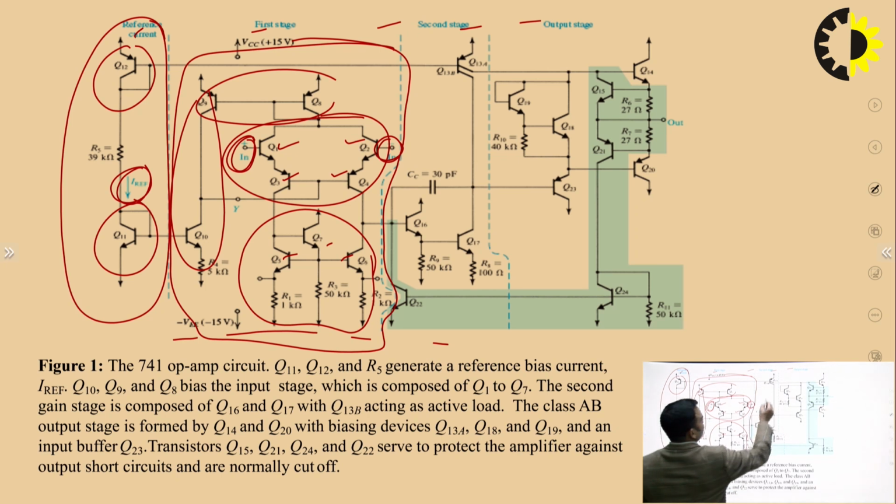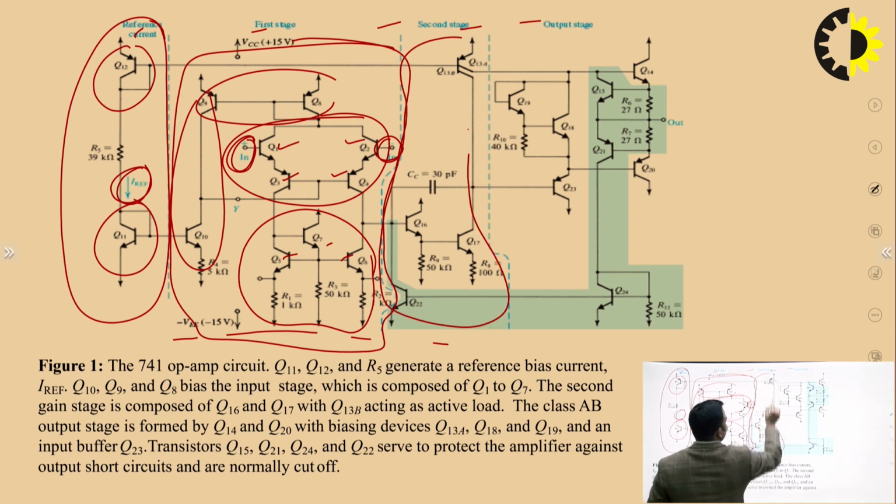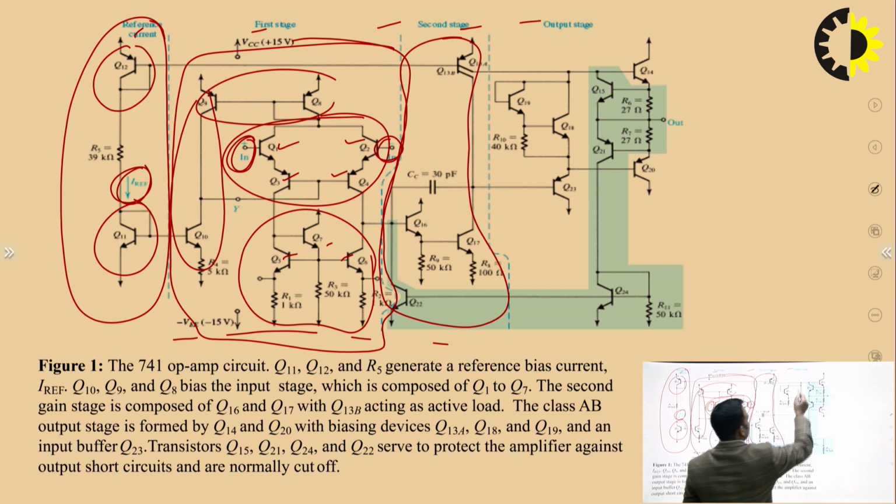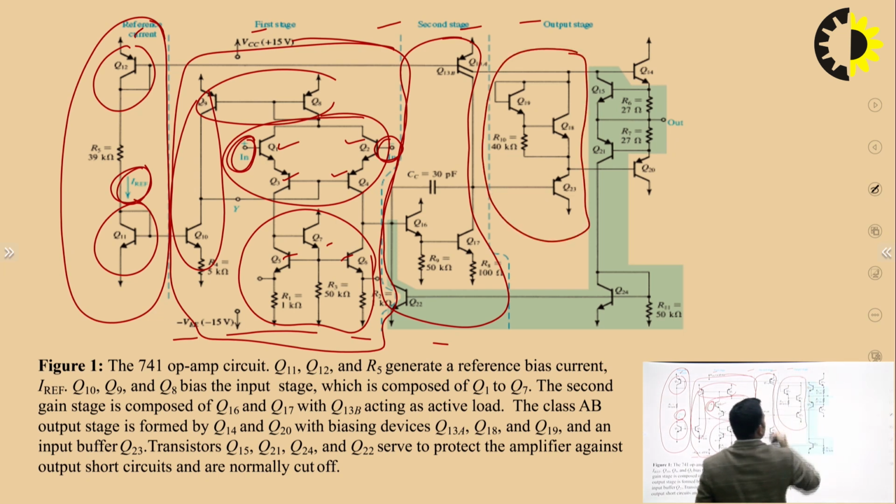After this, this is the second stage. In the second stage, we have 3 transistors Q13B, Q16 and Q17, and after this we have this output stage. The output stage has Q18, Q19, Q23 and resistor R10, and Q13A, and this Q14 and Q20, and this shaded portion.